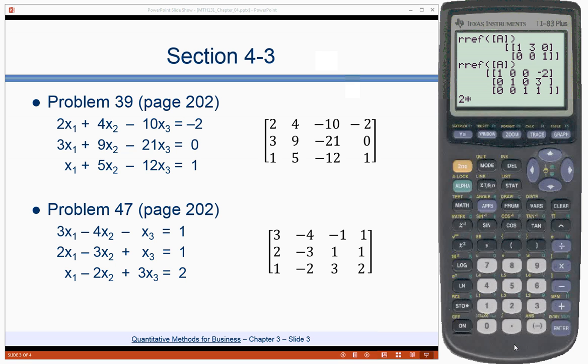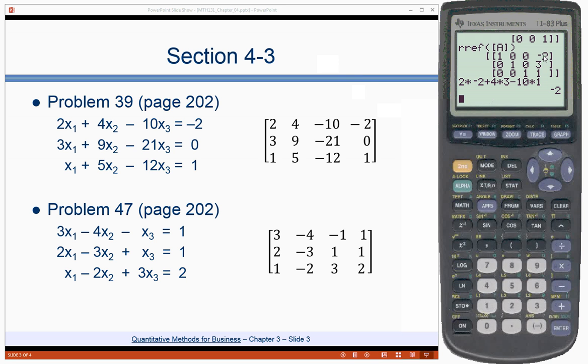2 times minus 2, minus 2 plus 4 times 3 plus minus 10 times 1 should be equal to minus 2, which is what it is.